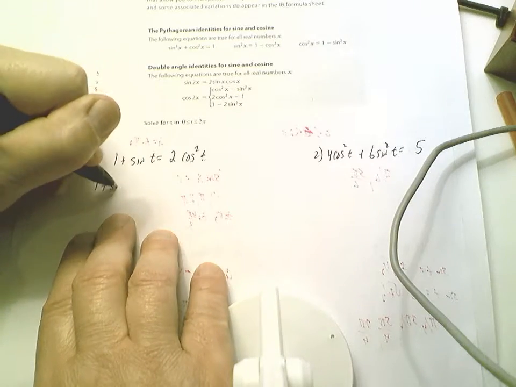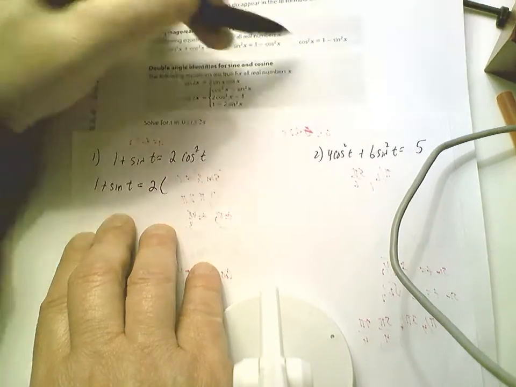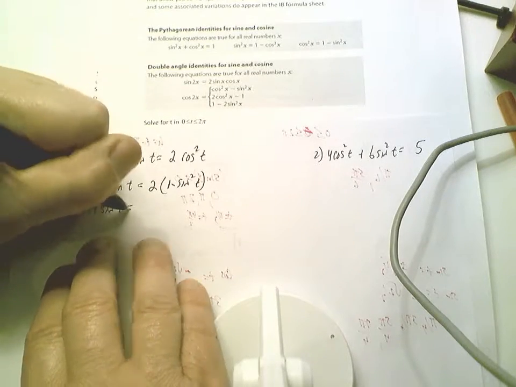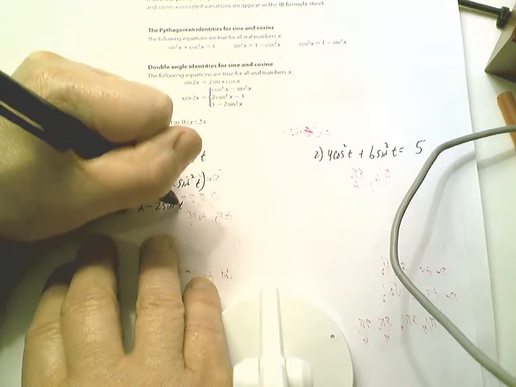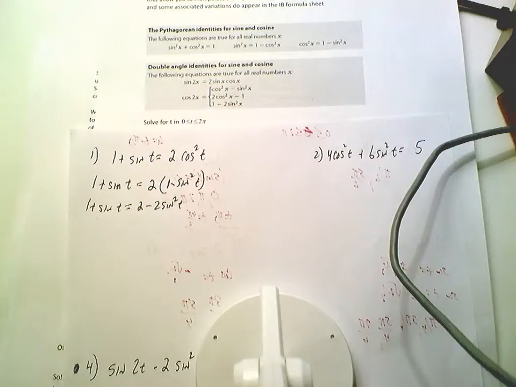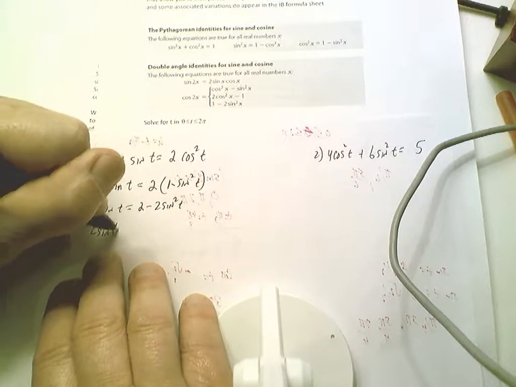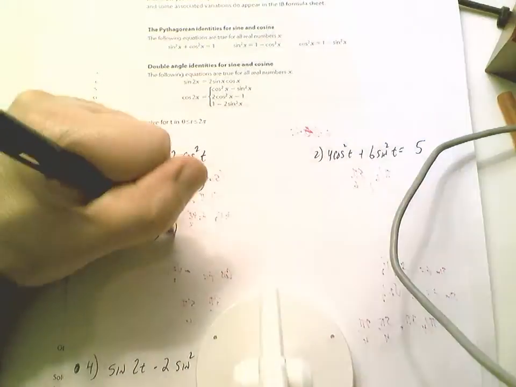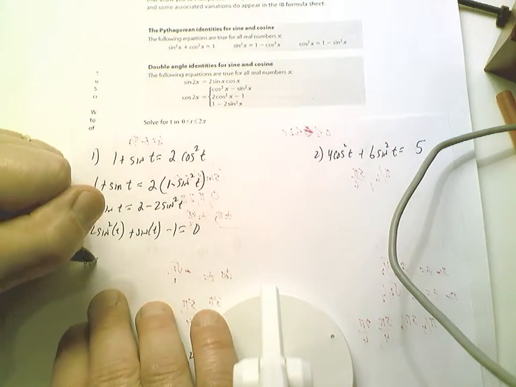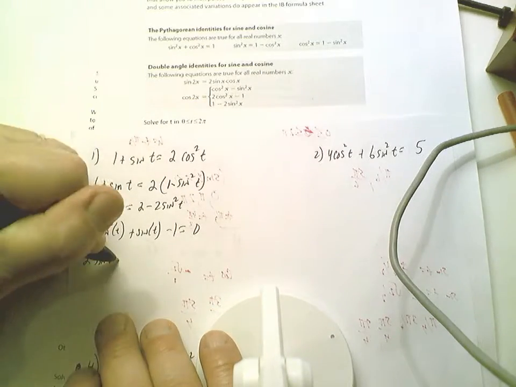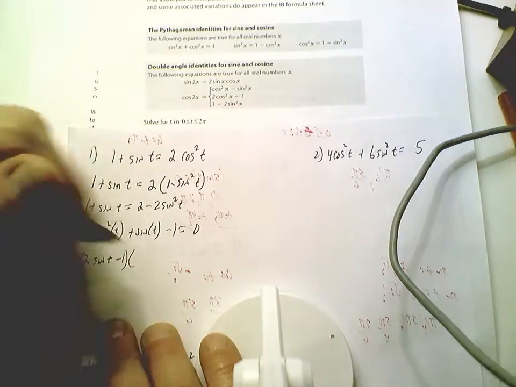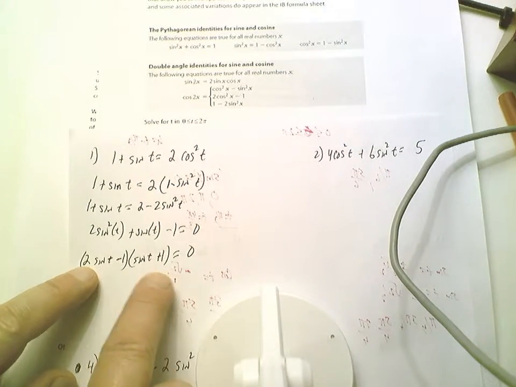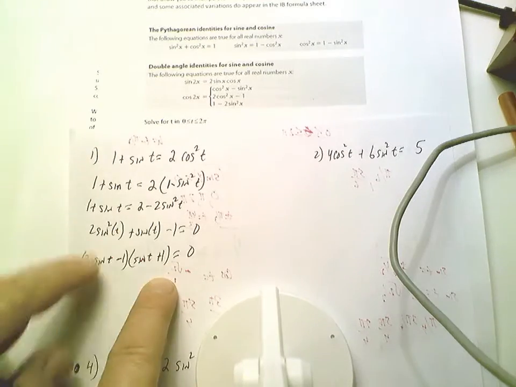1 plus sine t equals 2 times 1 minus sine squared t. 1 plus sine t equals 2 minus 2 sine squared t. Bringing everything over to the left side, 2 sine squared t plus sine t minus 1 equals 0. And I can factor this: 2 sine t minus 1, sine t plus 1 equals 0. Let's check it out again. 2 sine squared t plus 2 sine t minus sine t. There's my plus sine t. Minus 1 equals 0. Great.